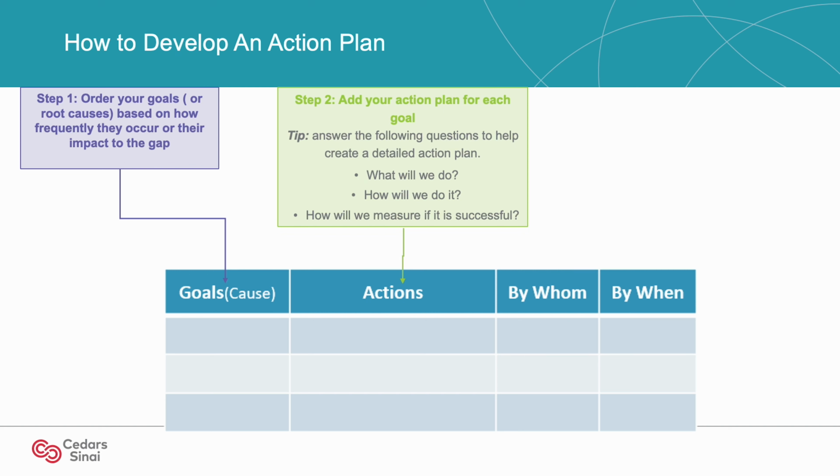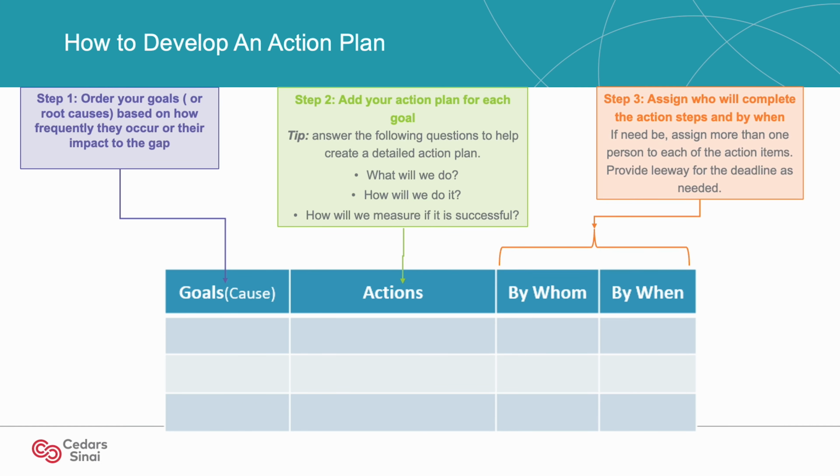This can be done by answering the questions, what will we do? How will we do it? And how will we measure it if it is successful? Lastly, assign a team member to each action item. You can assign more than one person to the action item and include a deadline of when you need the action item to be completed.